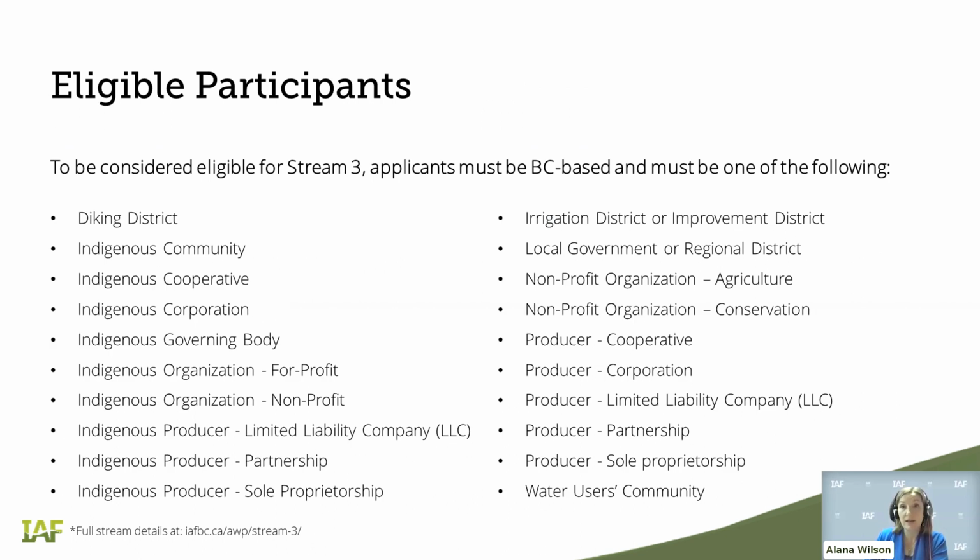To be considered eligible for Stream 3, applicants must be BC-based and must be one of the organization types on this list. Please note that producers who use water for a mix of agricultural and non-agricultural uses are eligible. Community water supply groups, including Indigenous groups, that provide a combination of irrigation, drainage, or diking services to a mix of agricultural and non-agricultural water users are eligible, and public corporate bodies that are legally allowed to acquire, hold, or control property and licenses and conduct work are also eligible.